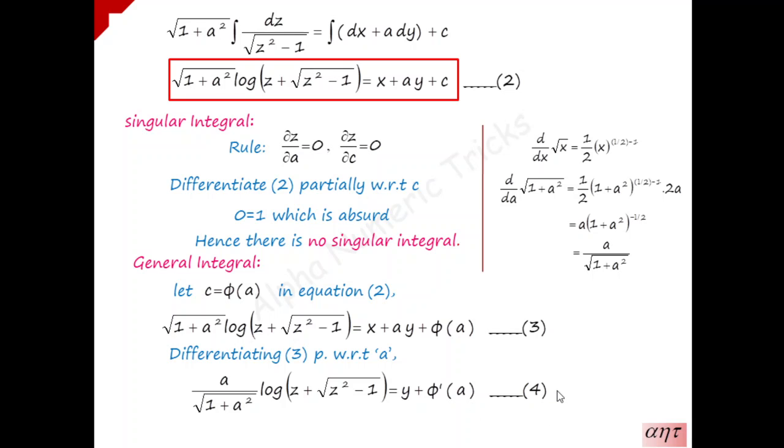Now using 3 and 4, we have to eliminate the arbitrary constant a. We can get the general integral. Further simplification is not possible because phi of a is not known to us. That's why we conclude our result like this. Eliminating a between 3 and 4, we can get the general integral. Okay, that's all the solution of this problem.